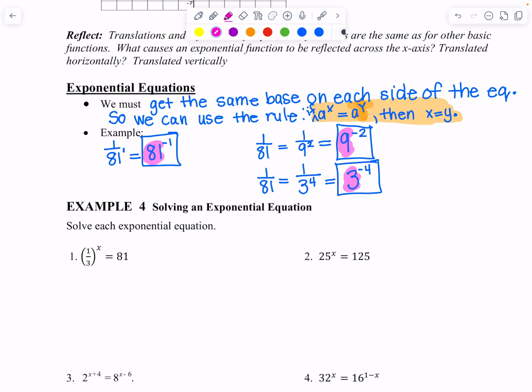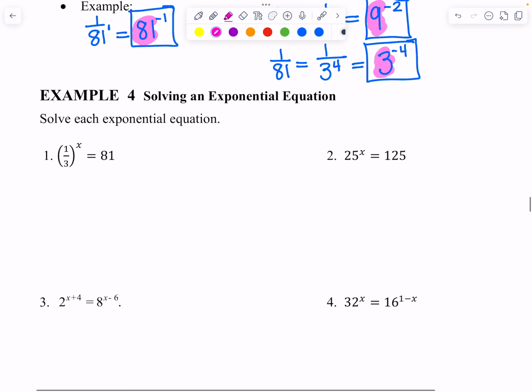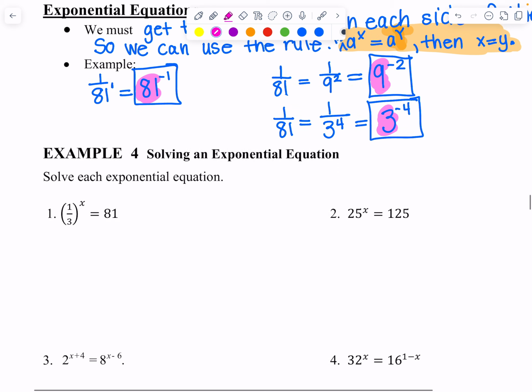Let's try it. Solve these exponential equations. First one, 1 over 3 raised to the x. Just like 1 over 81 here, it's raised to the first. I can flip it and write it like this. So I can flip this 1/3 and write it as 3 to the negative 1. I can do that. So I get 3 raised to the negative 1, and that's what 1/3 is, with x still on the outside, equals 81.